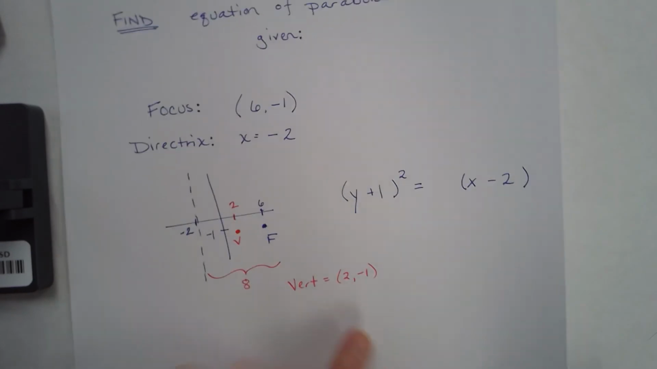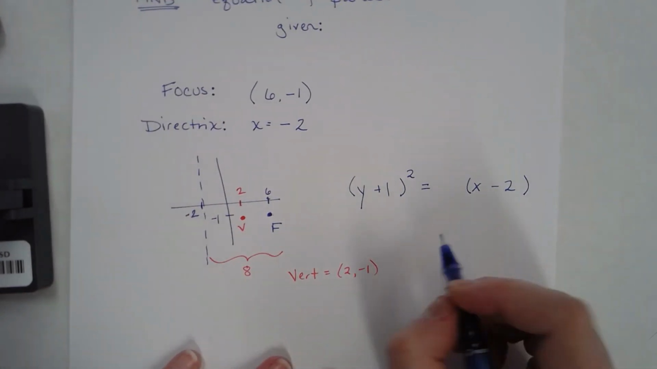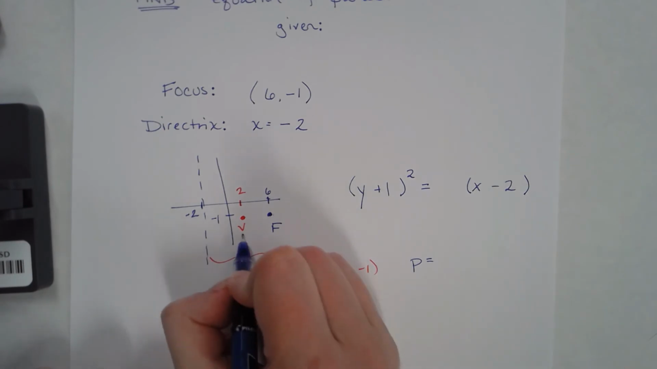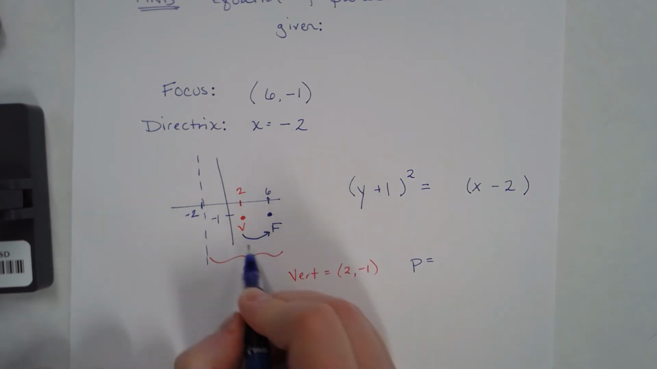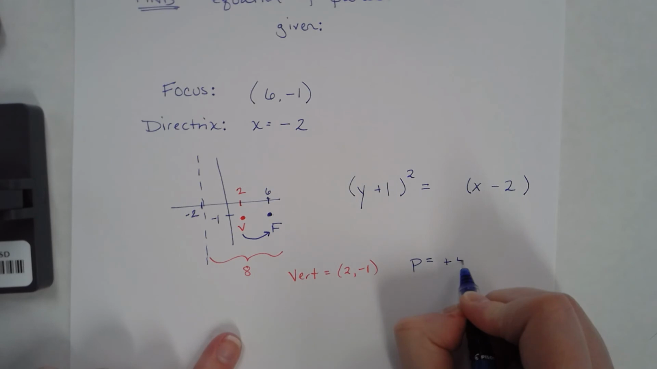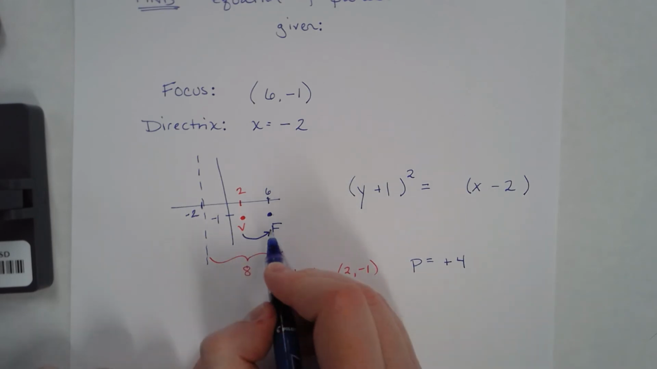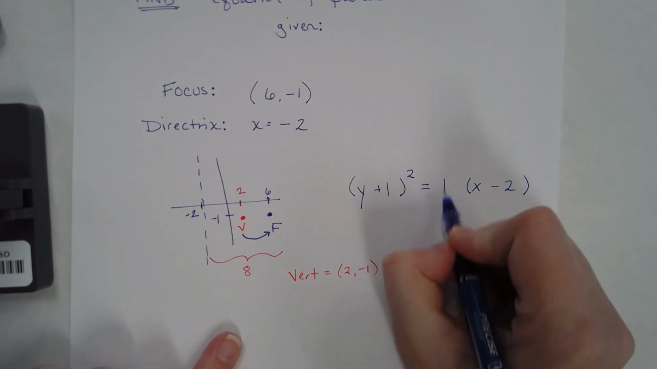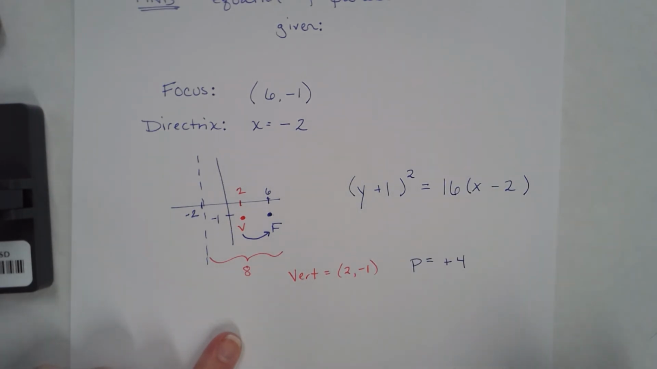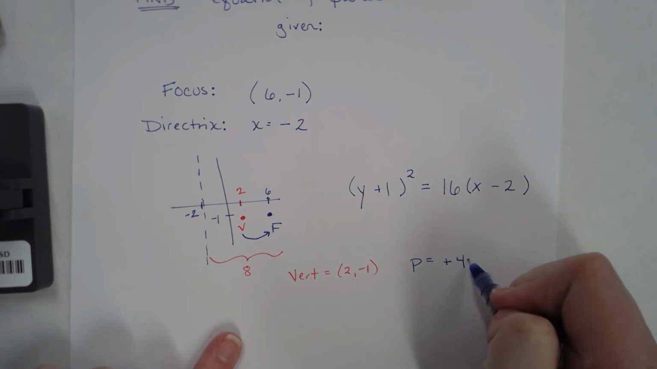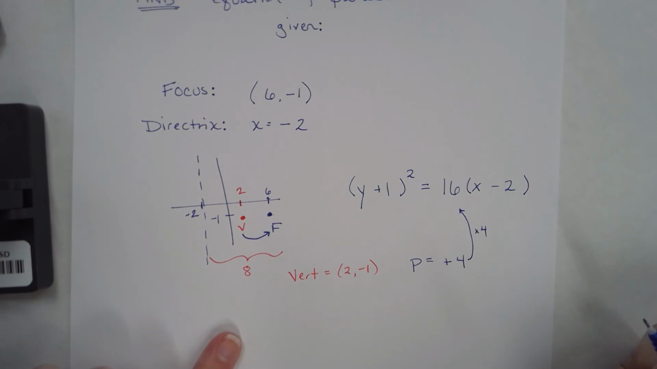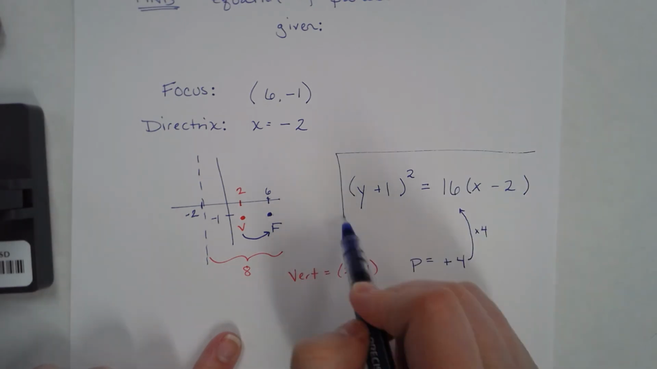Now what I want to look at is the value of P. P is the distance from the vertex to the focus. That's a distance of +4 because I moved 4 to the right. So you are going to take that value and multiply by 4, and that's where 16 comes from. To get from the value of P to my equation, you multiply by 4, always. And that's the equation that you have.